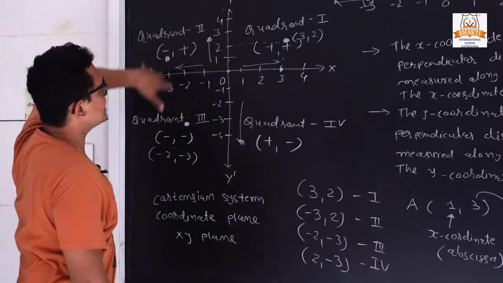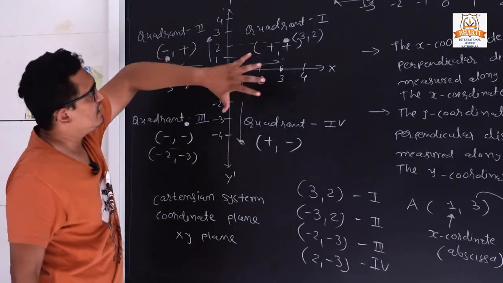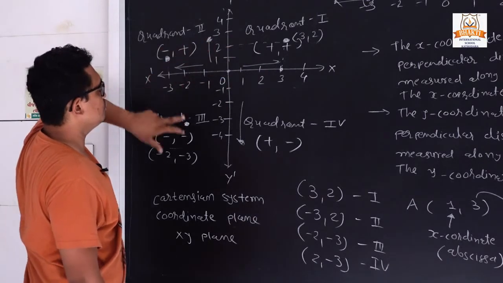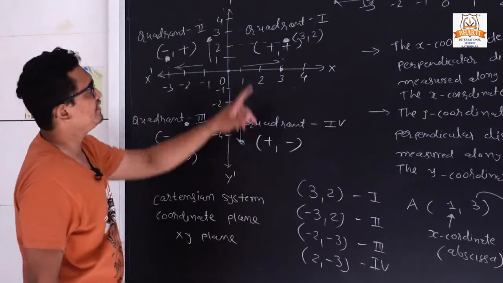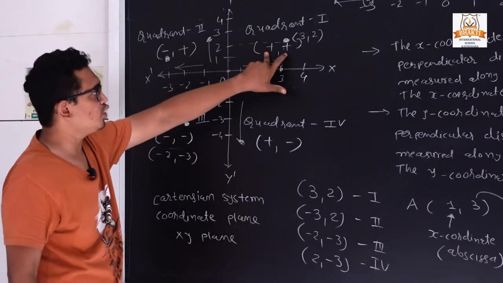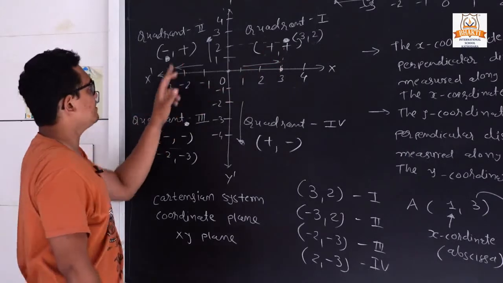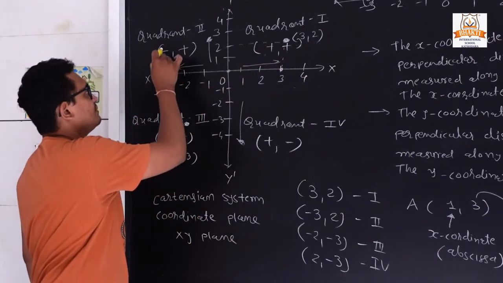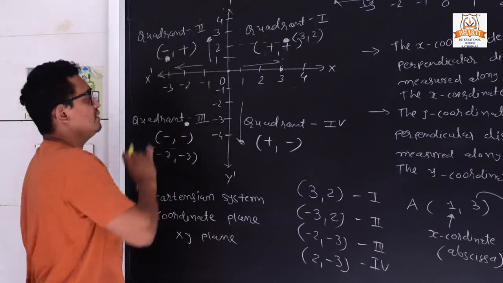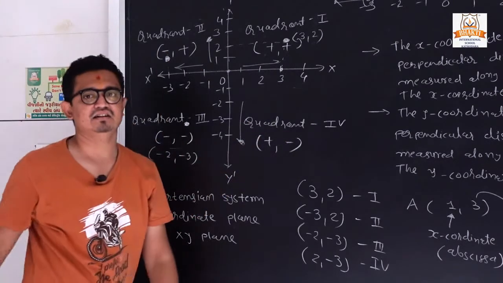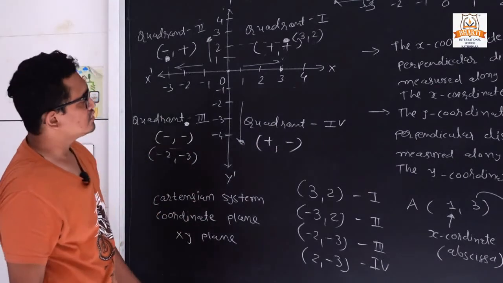So it is all called the xy plane, and the xy plane has 4 quadrants, quadrant 1 2 3 and 4. In the first quadrant, both the x coordinate and y coordinate have a positive value. In the second quadrant, the x coordinate has a minus value and y has a plus value. In the third, both have a minus value. Here in the fourth we have a plus as well as a minus value.